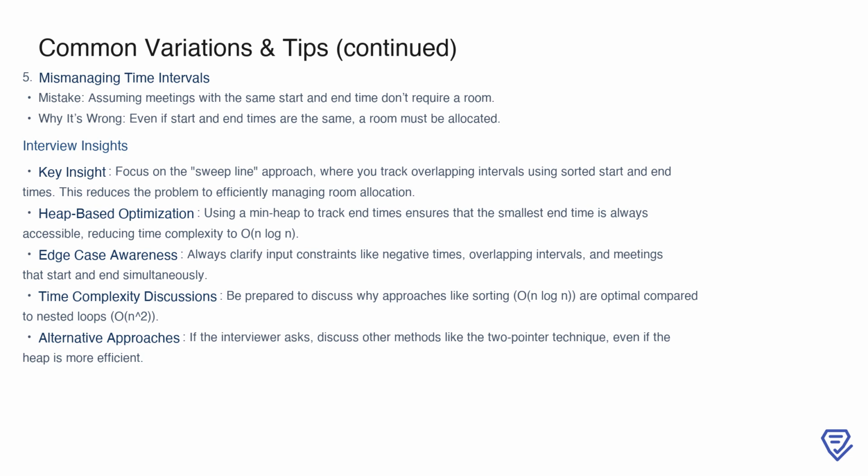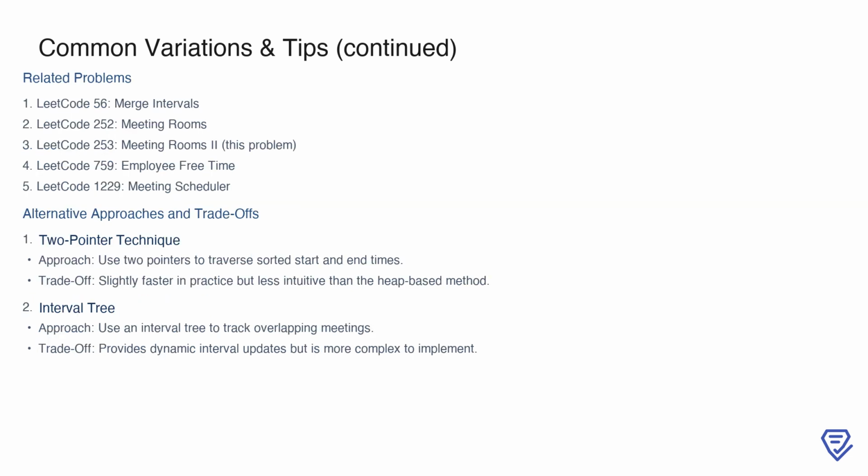It's also crucial to clarify edge cases during the interview, such as how to handle negative times, overlapping intervals, or meetings starting and ending simultaneously. Additionally, be prepared to discuss time complexity trade-offs, such as why sorting-based approaches are more optimal than nested loops. Finally, if prompted, you can mention alternative methods like the two-pointer technique, though the heap-based solution is generally preferred for this problem.